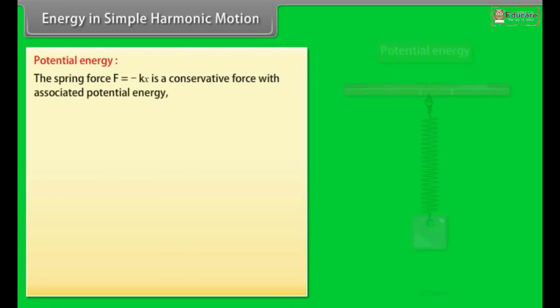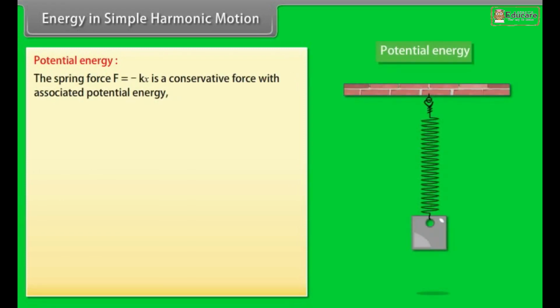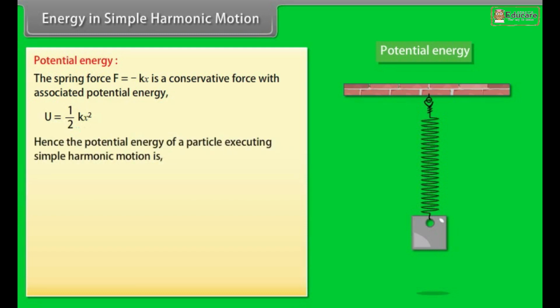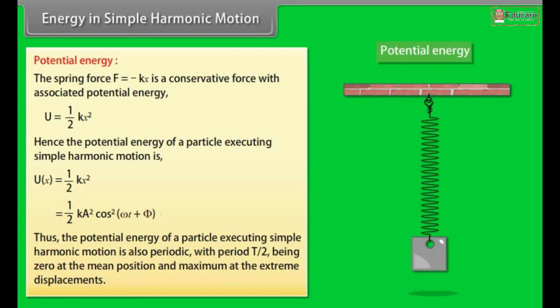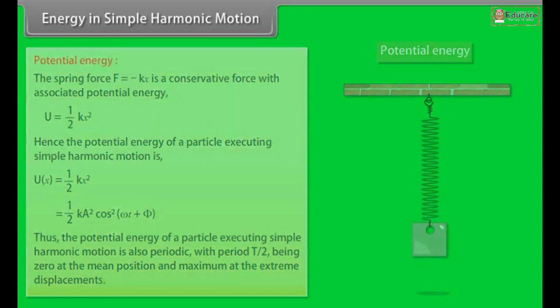Potential energy. The spring force F is equal to minus kx is a conservative force with associated potential energy U is equal to half kx square. Hence, the potential energy of a particle executing simple harmonic motion is U(x) is equal to half kx square is equal to half k A square cos square (omega t plus phi). Thus, the potential energy of a particle executing simple harmonic motion is also periodic, with period T by 2, being 0 at the mean position and maximum at the extreme displacements.